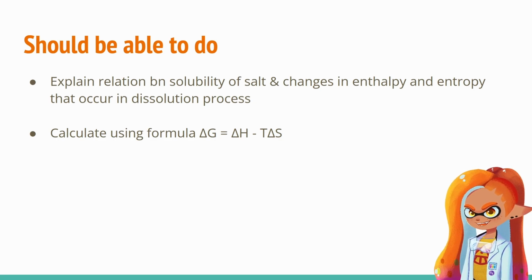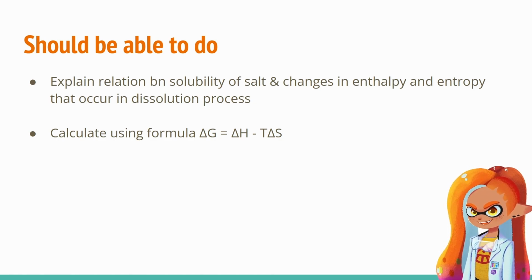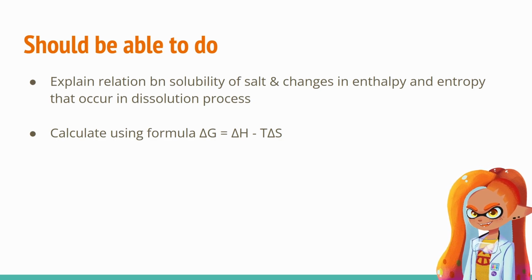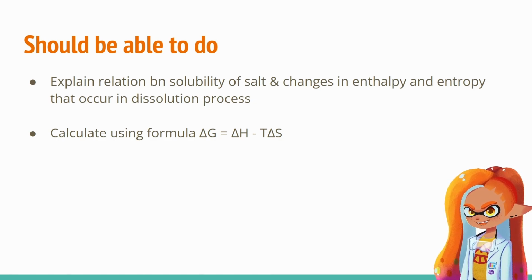We also should be able to calculate using that formula, depending on how we've gotten the delta H and delta S values. For example, if this was a multiple part FRQ, then the delta H might have been calculated in one part, the delta S might have been calculated in another part, and you should be able to input those values. On the flip side, maybe they don't give you values, and you should be able to logically explain, well, if delta H was very positive and delta S was very negative, or something like that, what would the delta G end up being?